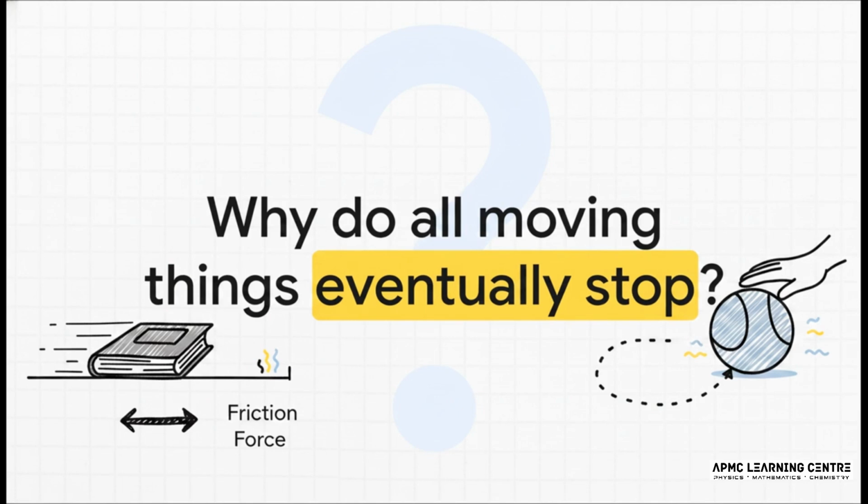You push a book, it slides for a bit, and then it stops. You roll a ball, and no matter how hard you throw it, it eventually comes to a rest. It feels like this universal law, but why? What is this invisible brake that's always being applied to everything?